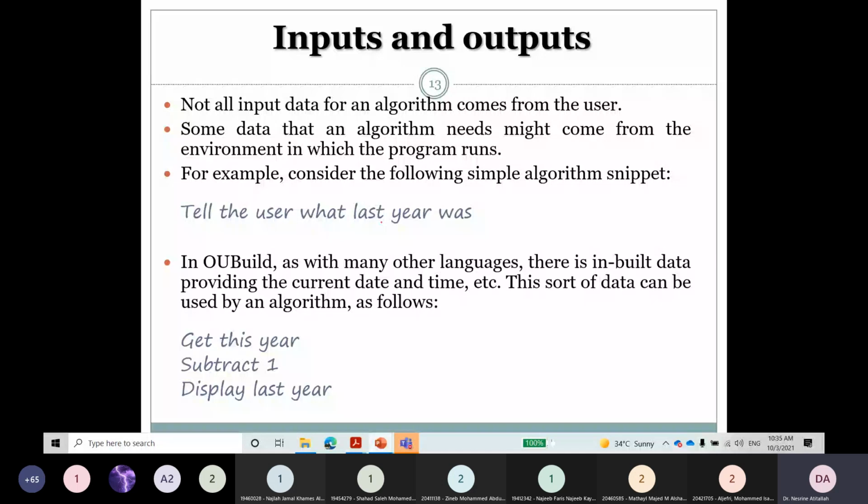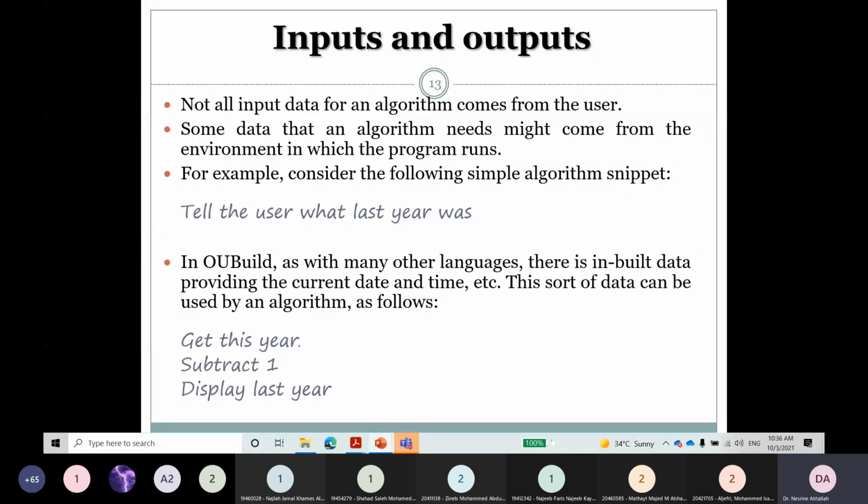So I will get this year, subtract 1 from it, and display the last year, for example. So not all the data will be given by or come from the users, it can come from built-in data. There are some built-in data in the computer, like the date, the year, or the place. So I can have some data from the computer.